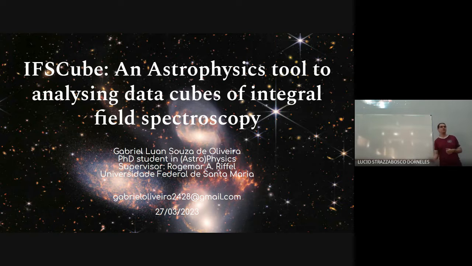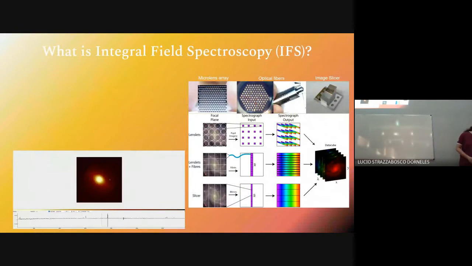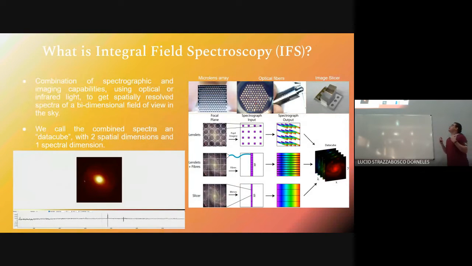And today I'm going to talk about IFSCube, an astrophysics tool to analyze data cubes of integral field spectroscopy. So first of all, what is integral field spectroscopy? Integral field spectroscopy is a combination of spectrograph and imaging capabilities or techniques using optical or infrared light to get spatially resolved spectra of a bidimensional field of view in the sky.